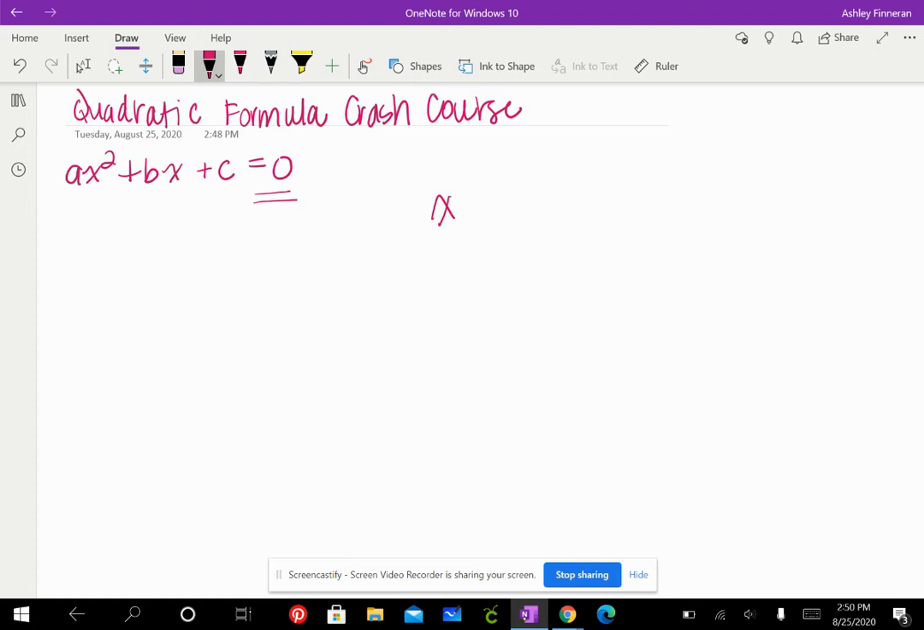So I'm going to write the formula. We have x equals the opposite of b plus or minus the square root of b squared minus 4ac, all divided by 2a. So the two solutions come from the plus and the minus. It's the opposite of b plus whatever we get within the square root, and then the opposite of b minus what we get from this square root. And that's where your two solutions are coming from.